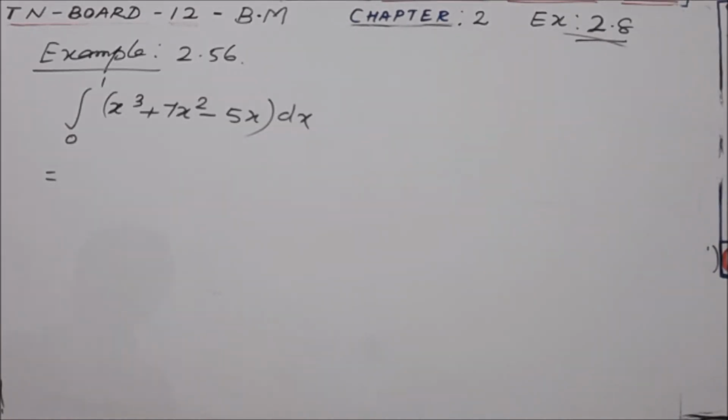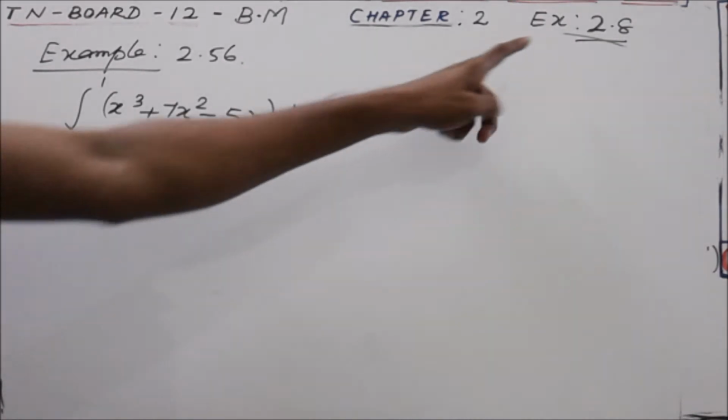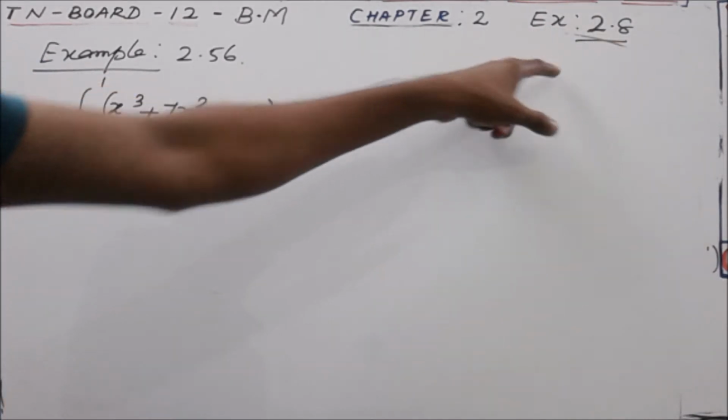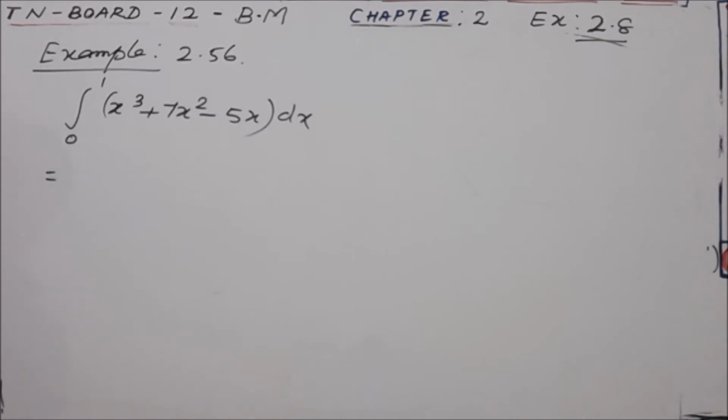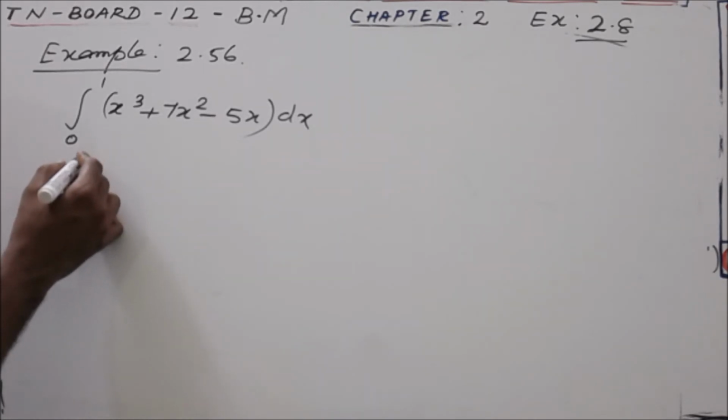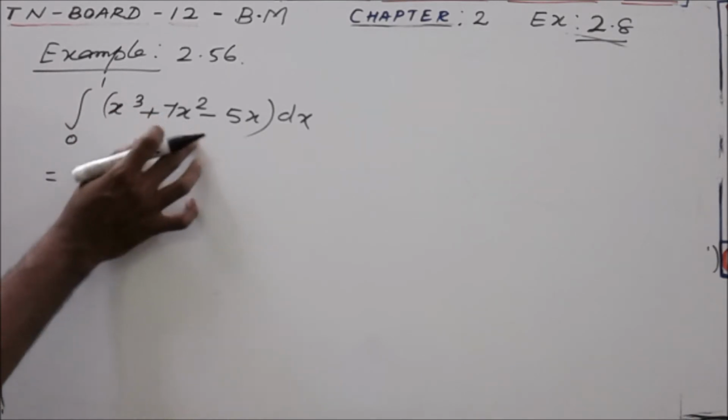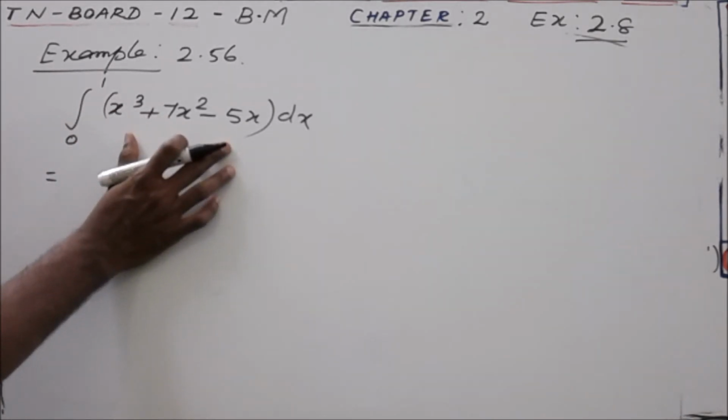Here comes example 2.56. In this exercise related question, exercise 2.8, first example: evaluate the integral from 0 to 1 of x cube plus 7x square minus 5x dx. Here, we can directly integrate. The functions are combined by addition and subtraction.